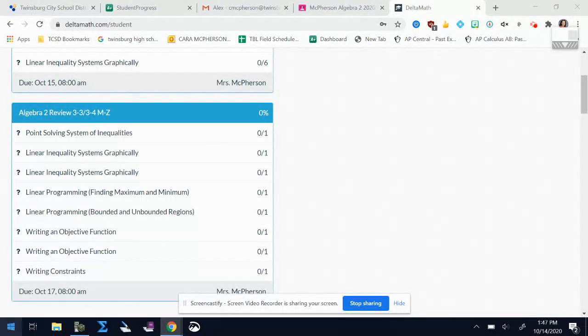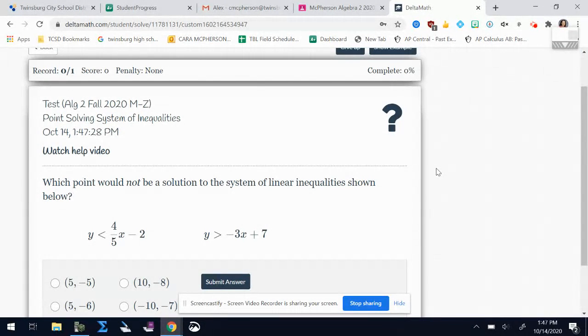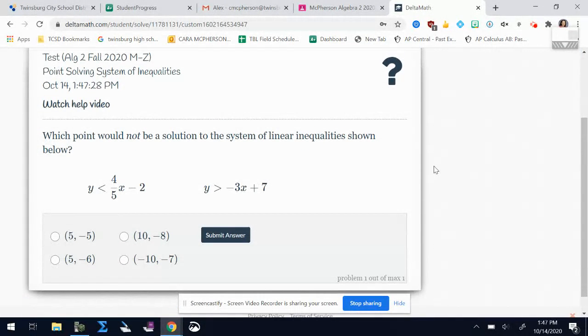So I'm going to take you through an entire Delta Math of what you're going to need to know on the quiz. And I'm going to go question at a time, topic at a time, so you get to see everything that I'm going to ask. So the first one that you're going to be asked is, looking at a couple inequalities, figure out which point would not be a solution to the system.